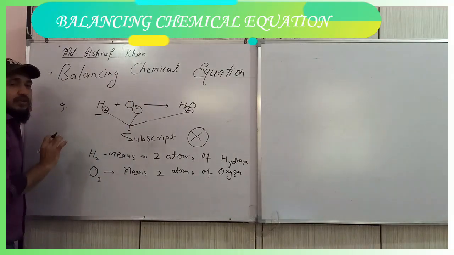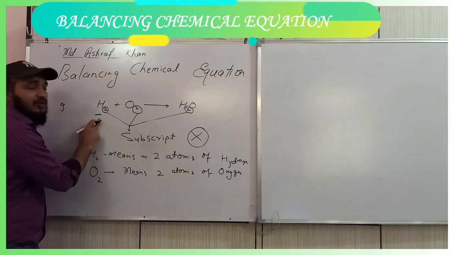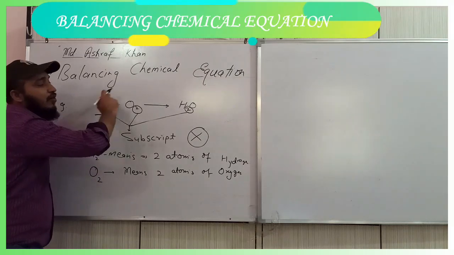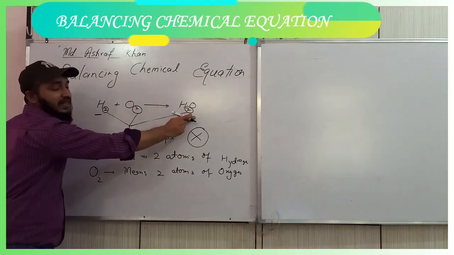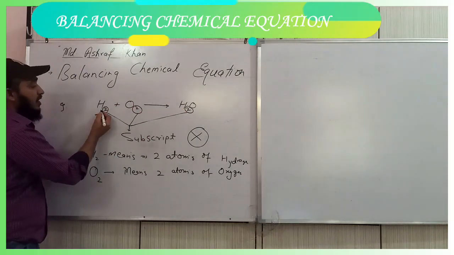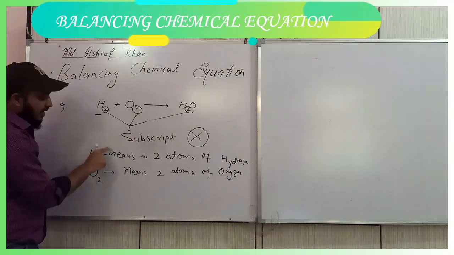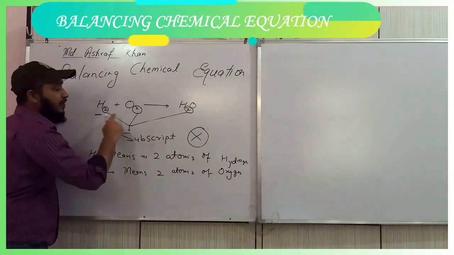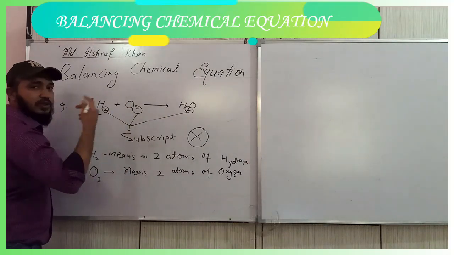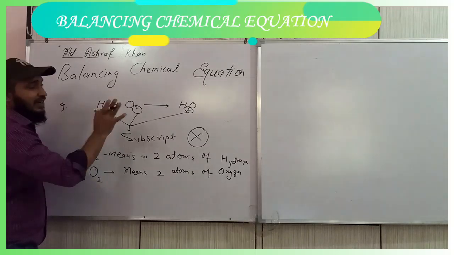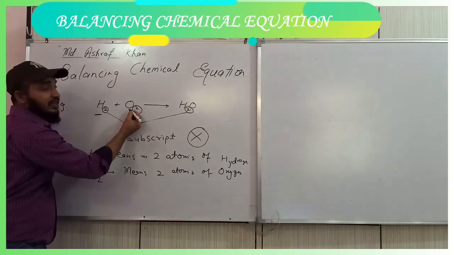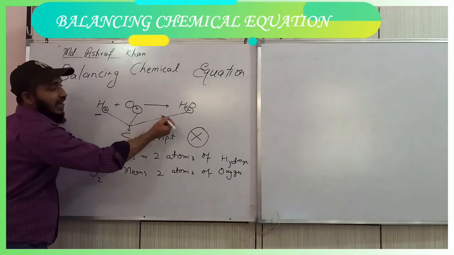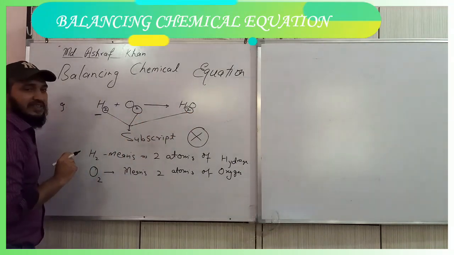So in order to balance, what we do is count how many hydrogen atoms are here and how many hydrogen atoms are here. How many oxygen atoms are here, how many oxygen atoms are here. Let's say here only two atoms of hydrogen. As you can see, I wrote two atoms of hydrogen here and two atoms of hydrogen also here. So for hydrogen, this equation is balanced. But what about oxygen? Here two atoms of oxygen and this side only one atom of oxygen.